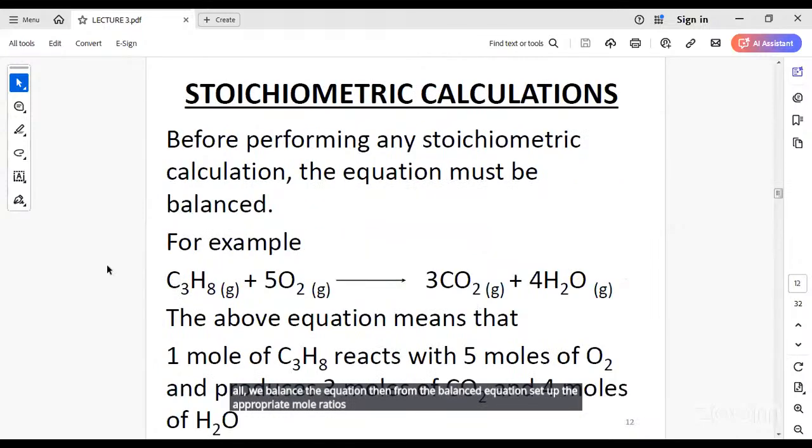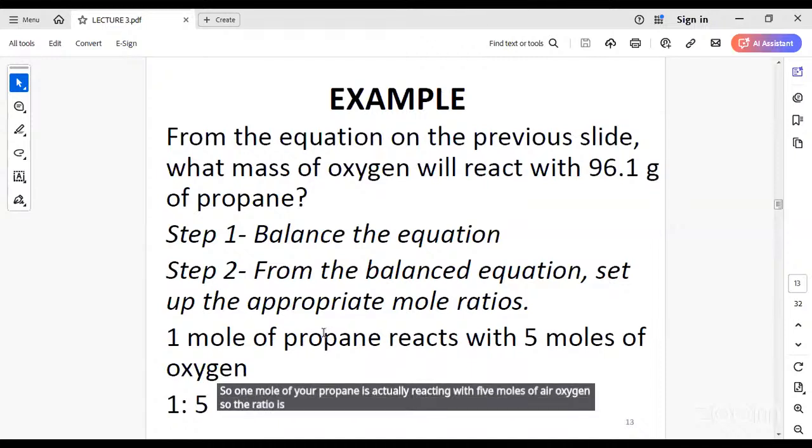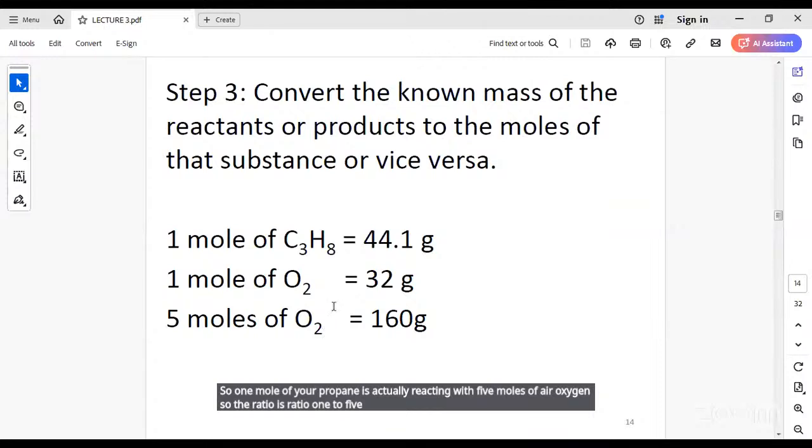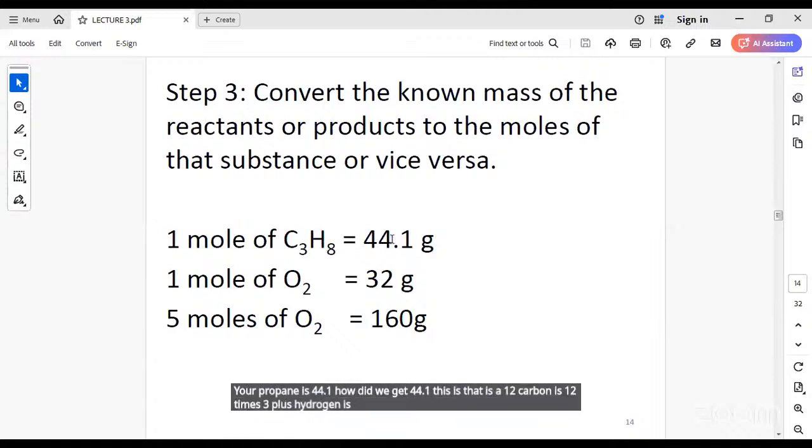If you look at this, the ratio of your propane to your oxygen is 1:5. So 1 mole of your propane is reacting with 5 moles of oxygen. Step 3 is to convert the masses of the reactant or product to the moles of that substance, or vice versa. So 1 mole of your propane is 44.1 grams. How did we get 44.1? Carbon is 12 times 3 plus hydrogen is 1 times 8. That will give us 44.